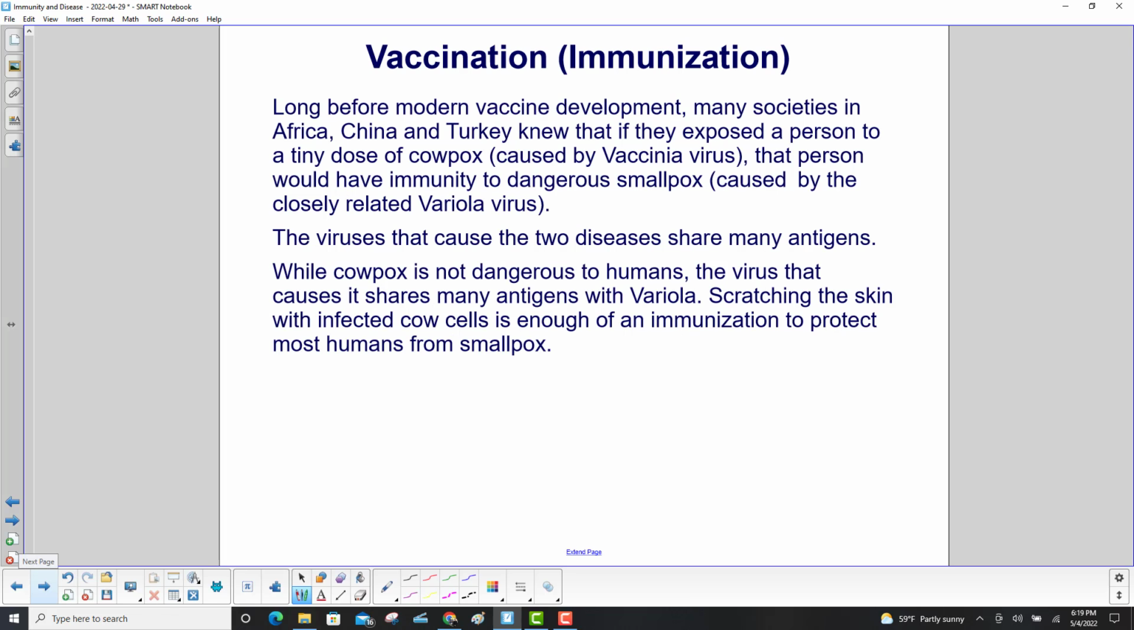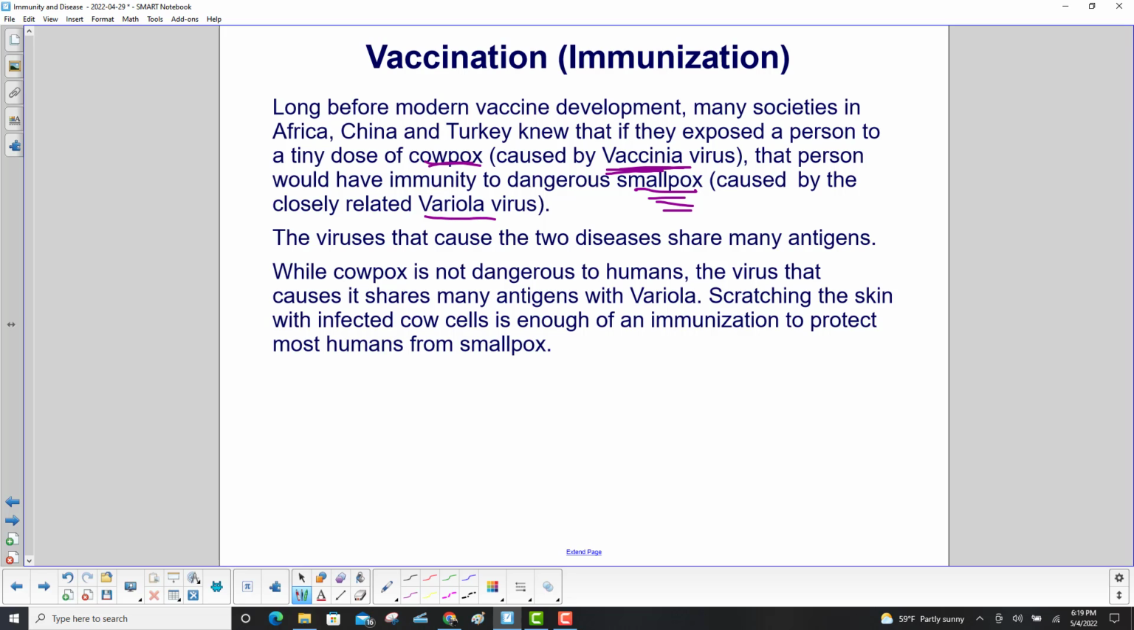Long before modern vaccine development, many societies in Africa, China, and Turkey knew that if they exposed a person to a tiny dose of cowpox, which is caused by the vaccinia virus, that person would have immunity to dangerous smallpox, right? Cowpox, then smallpox, which is caused by the closely related variola virus.